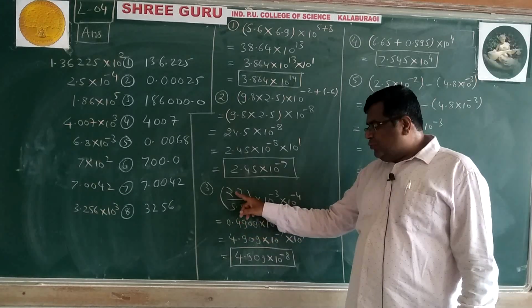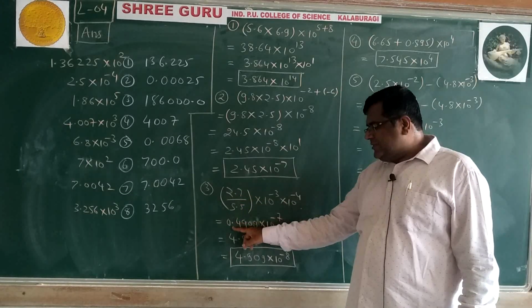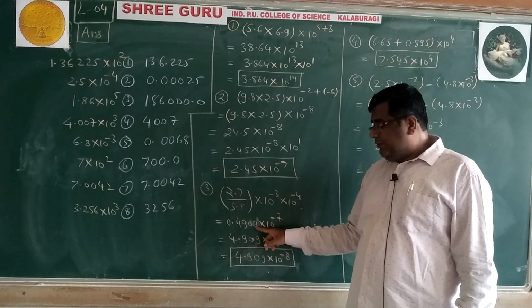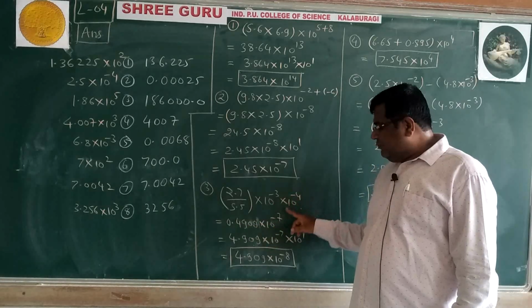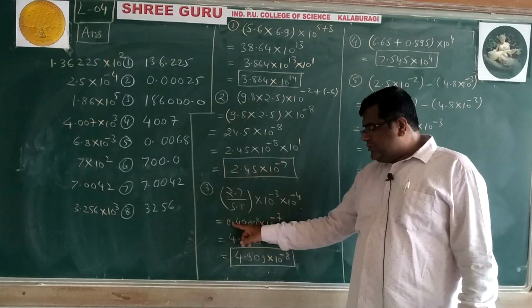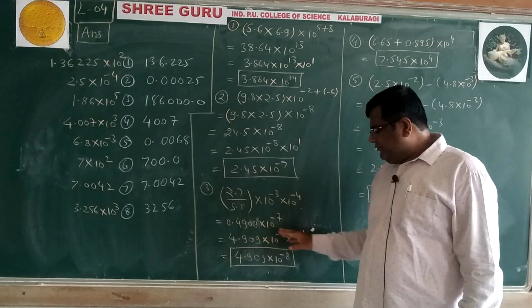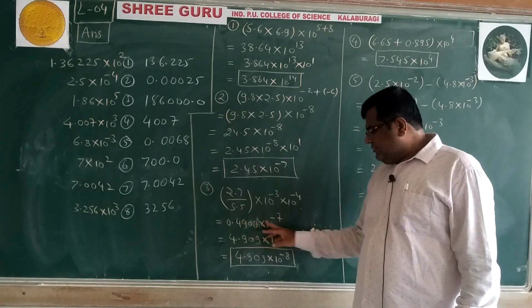I have simplified this 2.7 divided by 5.5 as 0.4909. With a simple calculator, you have to do these calculations. Minus 3 minus 4 minus 7. I have to shift this decimal point after 4. I am shifting it towards the right. Negative 1 place, negative 1.